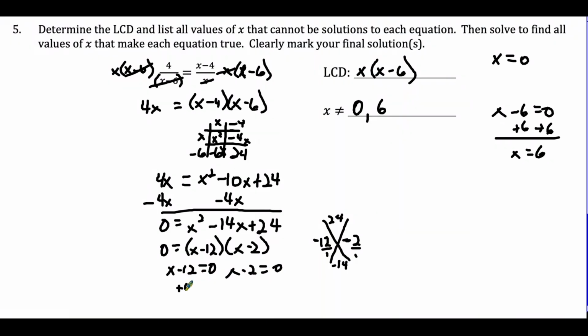So for this one, add the 12 over, and we get x equals 12. For this one, add the 2 over, and we get x equals 2. Both of these are going to be good answers because neither one of them are my restriction. So I get two answers here, 12 and 2.